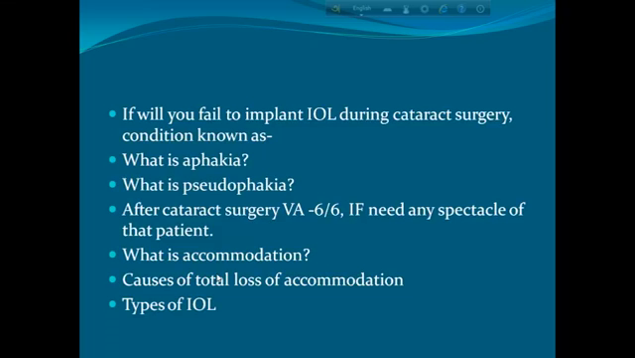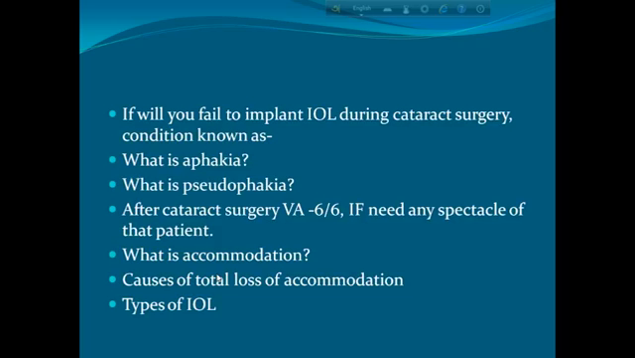And there is another question in the exam. What if you fail to implant an IOL during cataract surgery? This is the examiner's question. During cataract surgery, usually any surgeon will implant it. This is a common situation. But anyhow, if the surgeon fails to implant the IOL, this condition is known as aphakia.